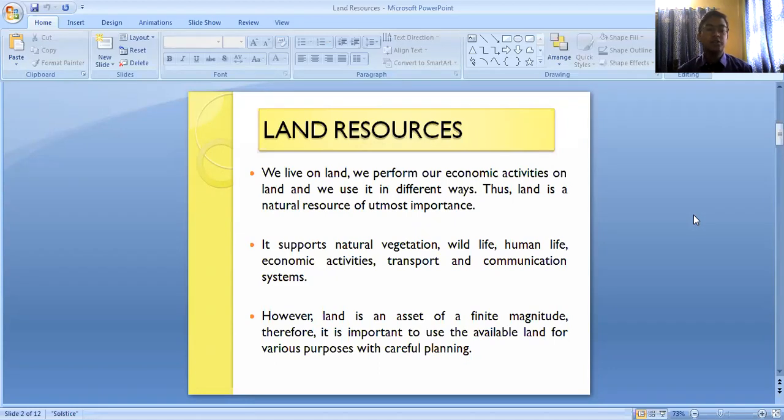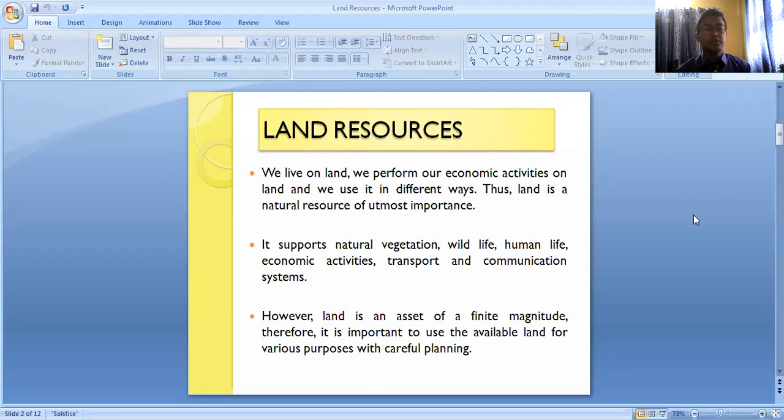However, the land resources which we are utilizing are an asset of a finite magnitude. That is, land resources are limited in supply. Therefore, it is important to use the available land for various purposes with careful planning.